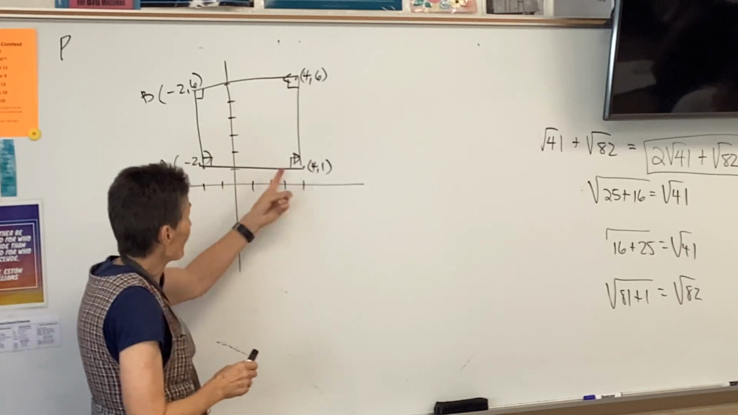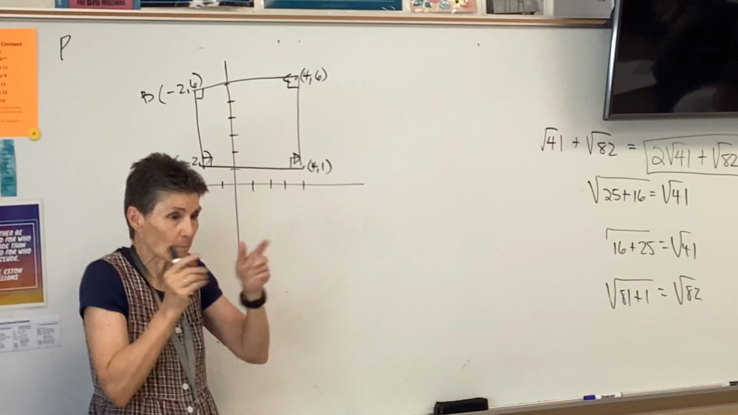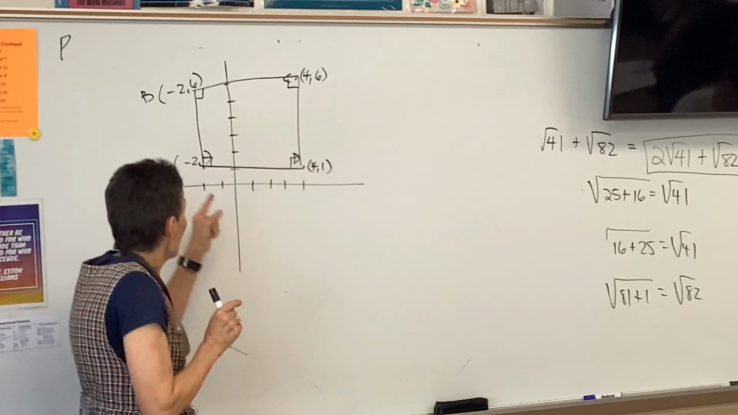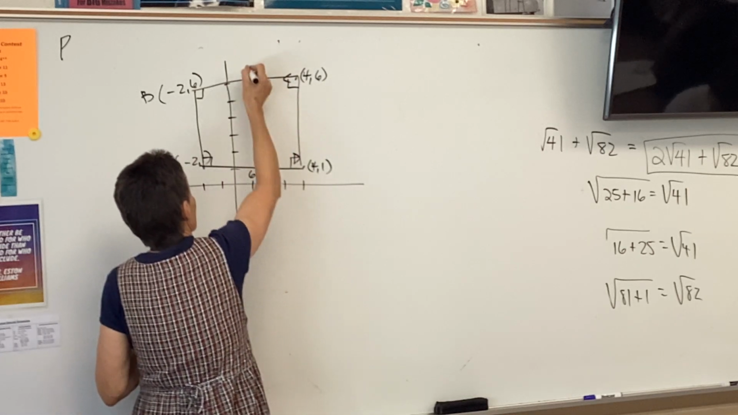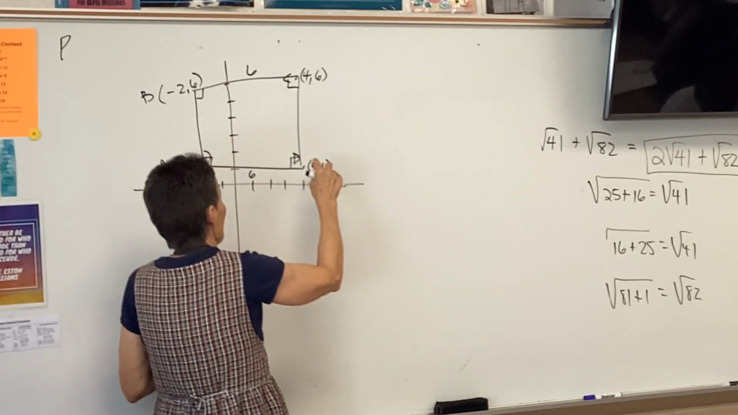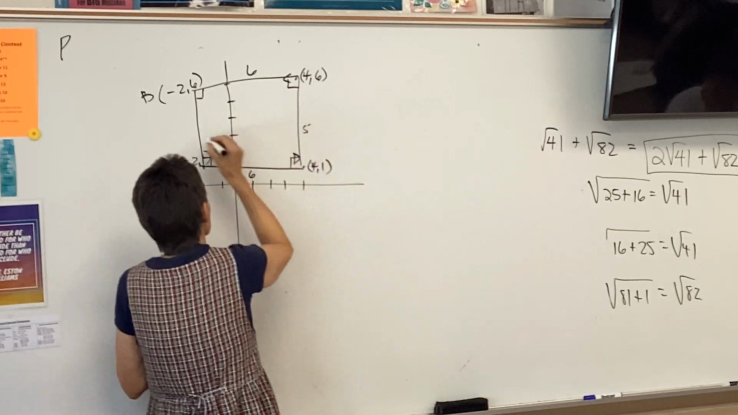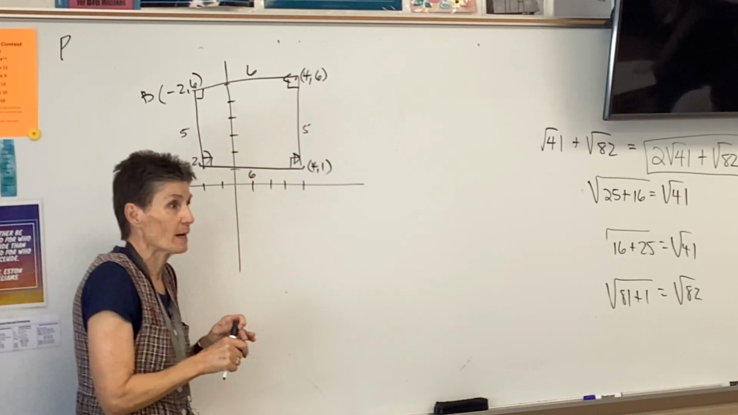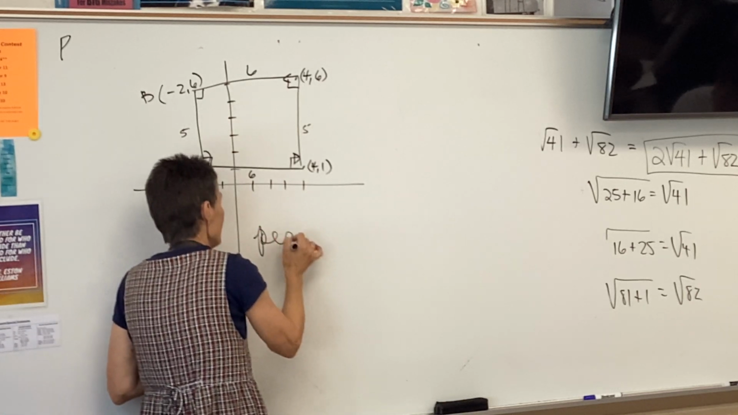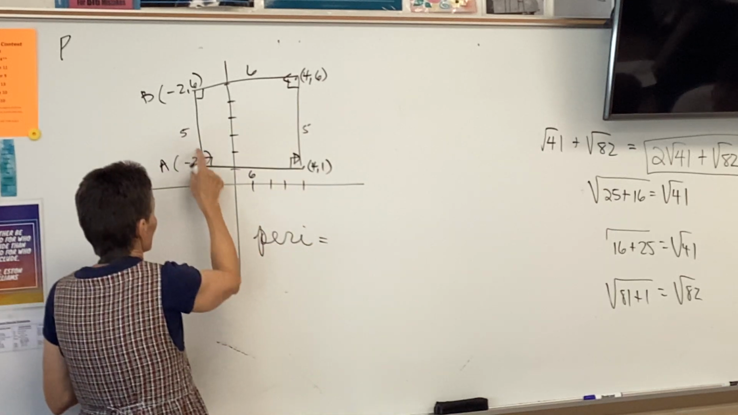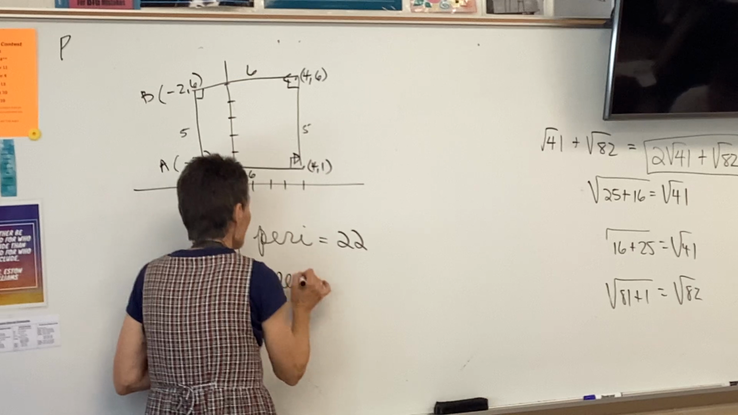But since these are straight across from each other, imagine you have graph paper. Couldn't you just count? From -2 to 4 is 6, so these are 6s. And from 1 to 7 is 6, and the other side is 5. So it's not a square, but it certainly is a rectangle. And the perimeter is easy: 22.